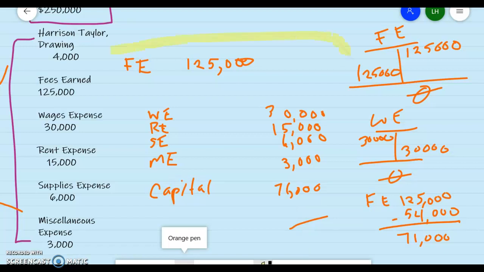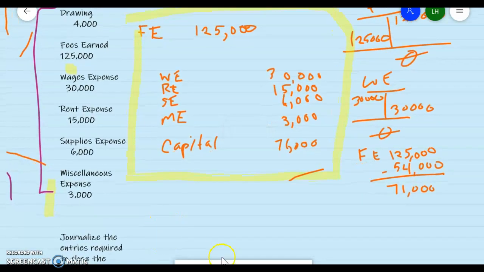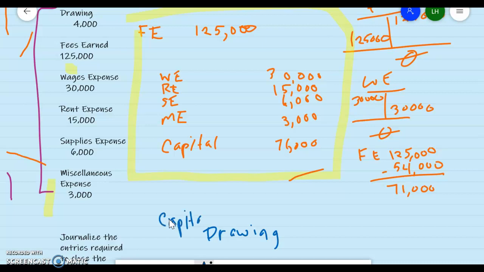In the new book, you do not have to use income summary anymore. That's how we used to do it, but now we just dump it directly into capital and cut that account out. We don't really need it. It was just an extra step. Now I need to close drawing. Drawing has a normal debit balance, so I'm going to close drawing by crediting drawing, and I'm going to debit capital for the amount, which was $4,000.